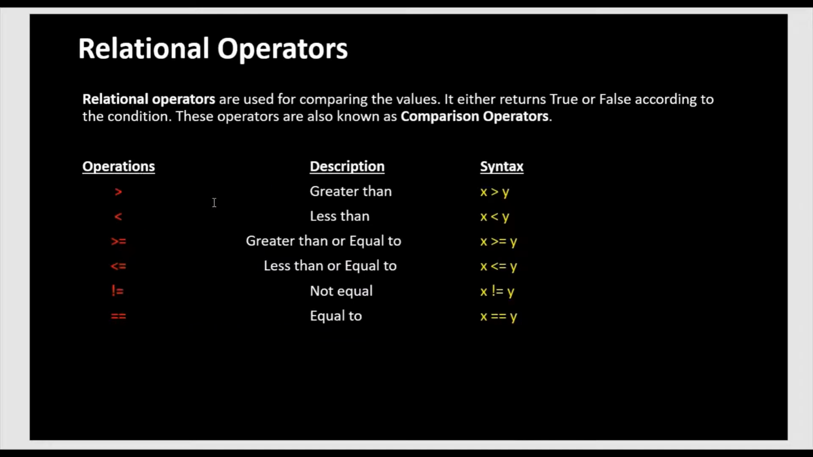And the next operations are relational operations. Relational operations are used for comparing values and give true or false according to the conditions. There are six types of conditions: greater than, less than, greater than or equal to, less than or equal to, not equal to, and equal to. These conditions are used in conditional statements. For better understanding, we will see them in the conditional statements with examples. At that time you can clearly understand. Just have an idea about these relational operators for now.